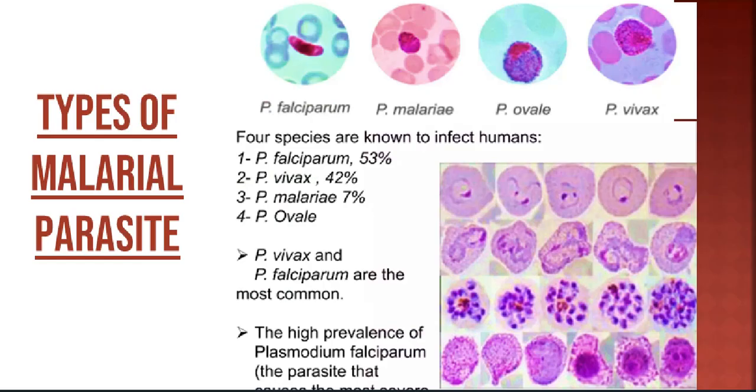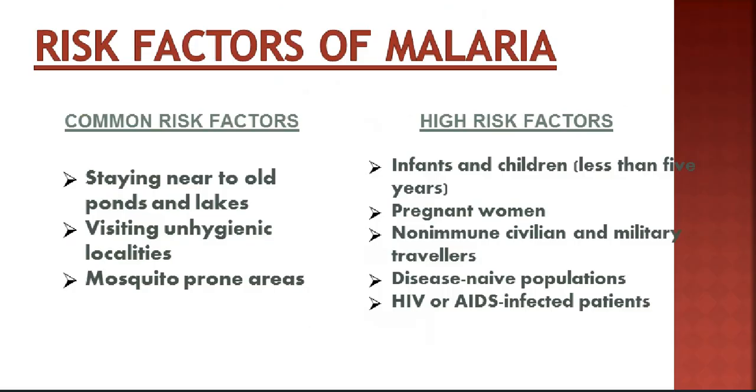Four species of Plasmodium are responsible for malarial infection. These are Plasmodium falciparum, Plasmodium vivax, Plasmodium malariae, and Plasmodium ovale. Plasmodium falciparum and Plasmodium vivax are the 2 most common forms of infection. Plasmodium falciparum causes the most severe infection of malaria.